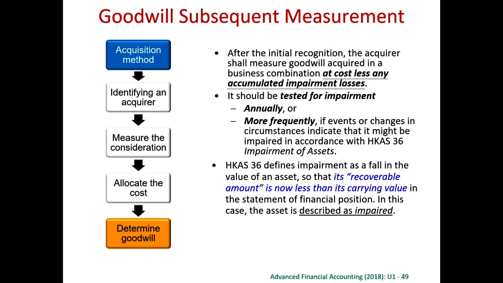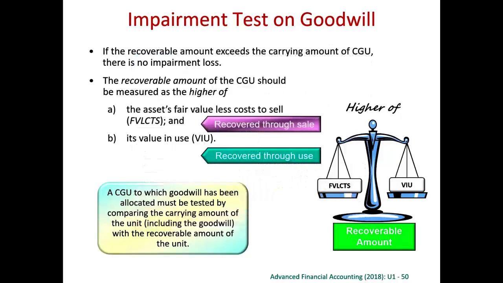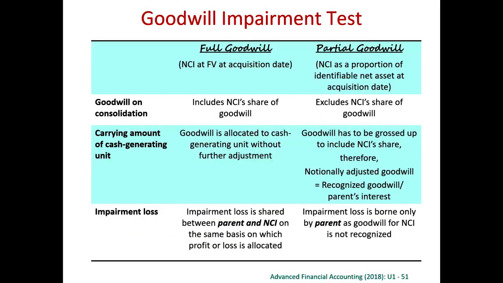Once we have calculated the goodwill, goodwill is just like any other asset. Goodwill is subject to impairment review. Goodwill is a little bit special, so we must test goodwill for impairment every year at least, or more frequently if you find any indications of impairment. Impairment simply means you compare the recoverable amount with the carrying amount. If the recoverable amount is higher than the carrying amount, no problem, no impairment. If the recoverable amount is lower than the carrying amount, you have an impairment.